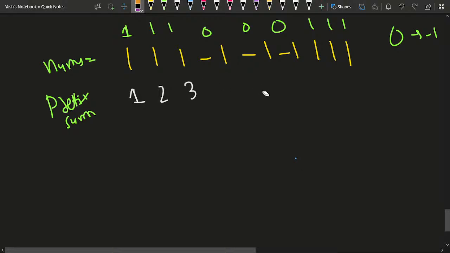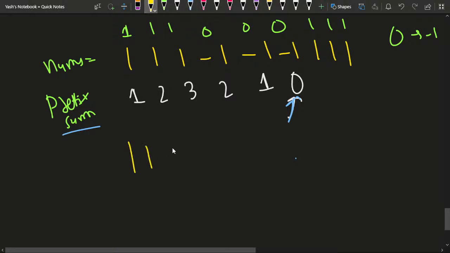I think so. I might have made some mistake, but no, I haven't made a mistake. So the sum here would be 2, the sum here is 1, the sum here would be 0, right? So I can say that if the prefix sum itself becomes 0, if the sum here becomes 0, what will happen? If my sum is becoming 0, that simply indicates that this particular length is also having equal numbers, right?